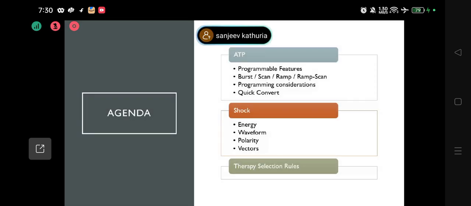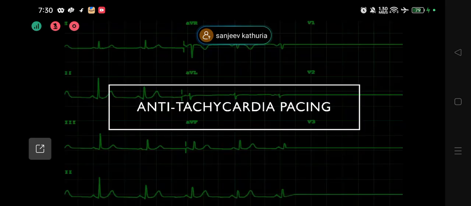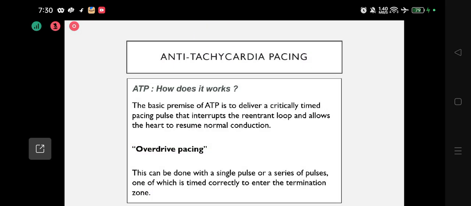So ATP, anti-tachycardia pacing, and this is how it works. Very simple. If somebody is running, how can you beat him? Just run faster than him. This is what anti-tachycardia pacing is. The tachycardia is at a certain rate. The basic premise is that it wants to break that loop, so it will run faster than the tachycardia and enter its loop before it reaches home. So it will disrupt it. Simple. Run faster than the tachycardia. Beautifully explained.